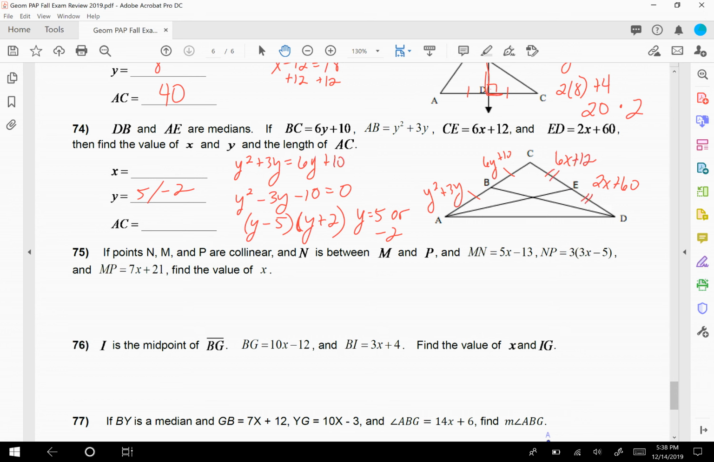Okay, and then now we have to find x. So what we do to find x is we set these two pieces equal to each other. So we have 6x plus 12 is equal to 2x plus 60. So take away 2x, so you get 4x, and then take away 12 from 60, which is 48. So we get x is 12.